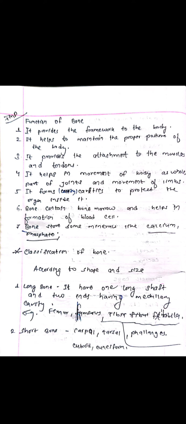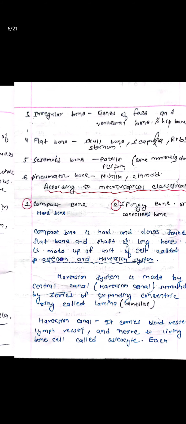Long bone has one long shaft and two ends with a medullary cavity. Examples: femur, humerus, tibia, and fibula. Short bones: carpals, tarsals, phalanges, cuboid, cuneiform. Irregular bones: bones of the face, vertebral bones, hip bone. Flat bones: skull bones, scapula, ribs, sternum. Sesamoid bone: patella. Bone marrow is absent in the patella.